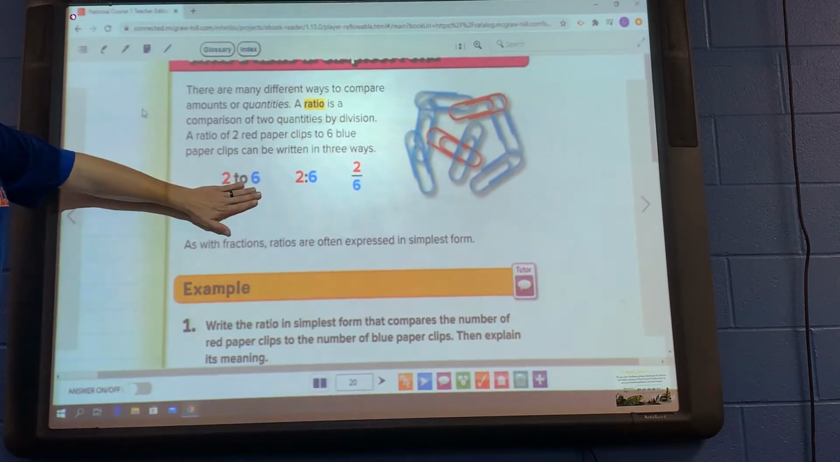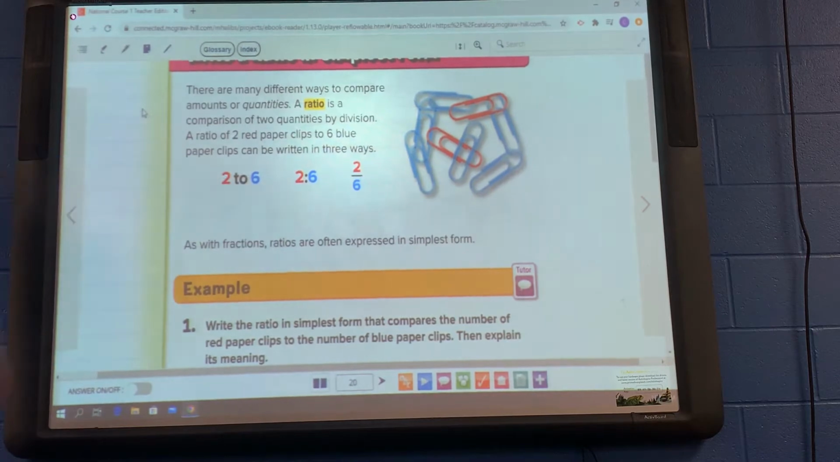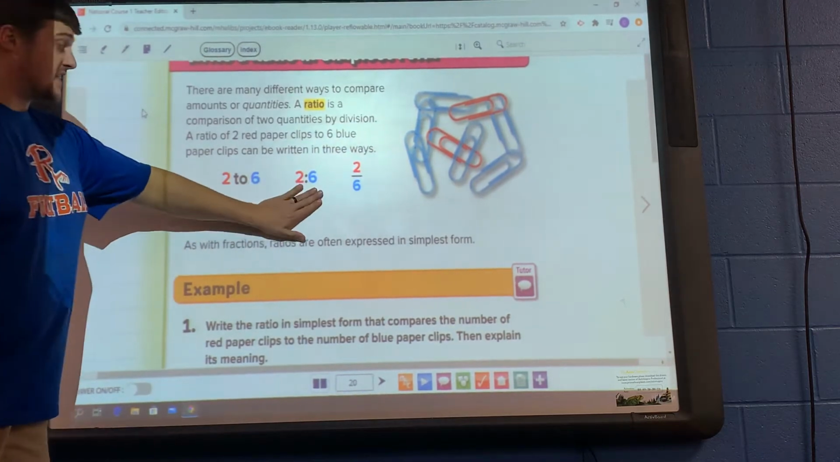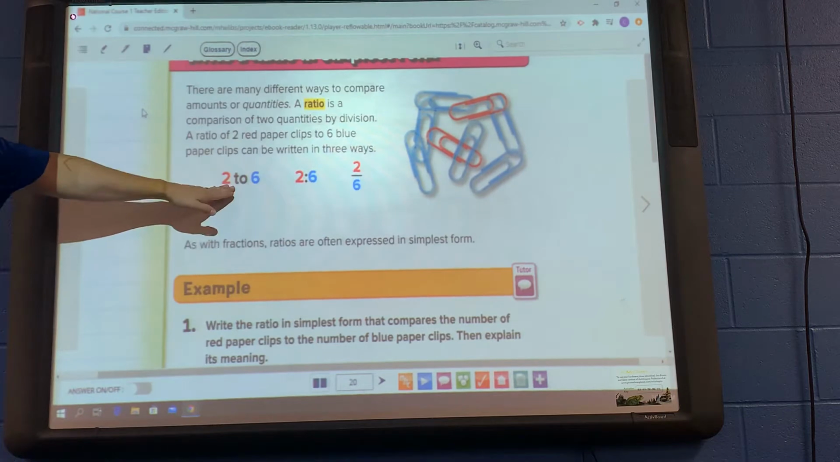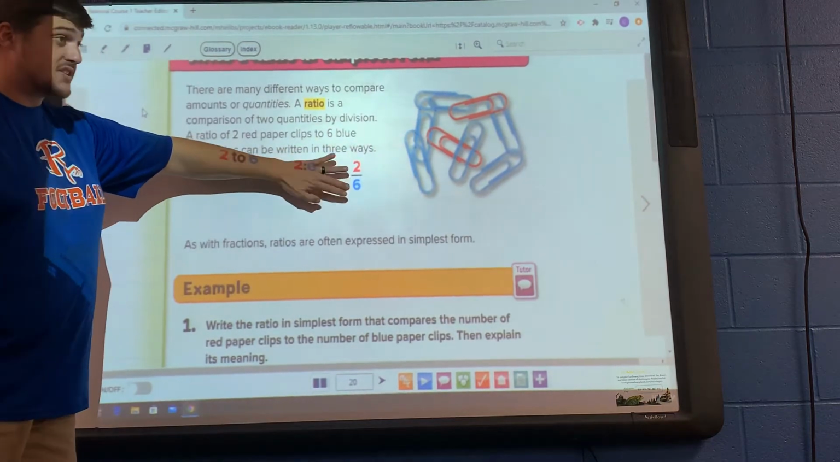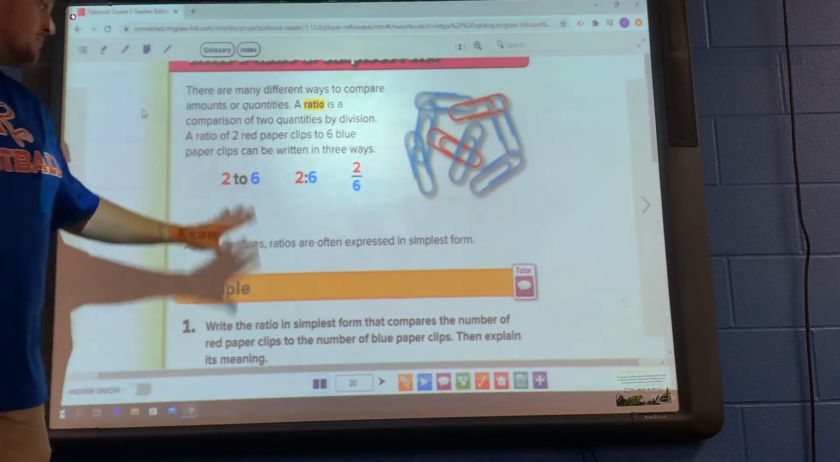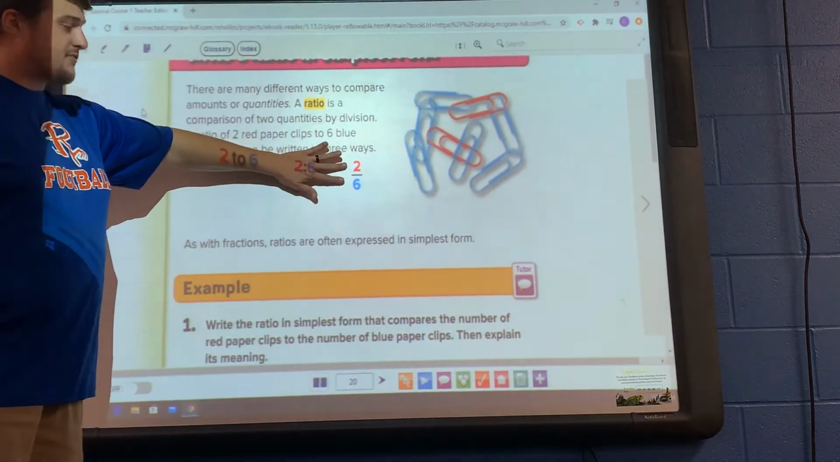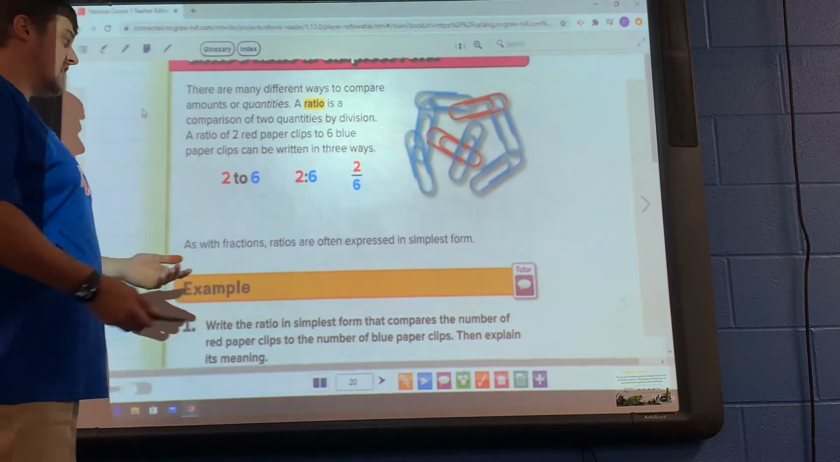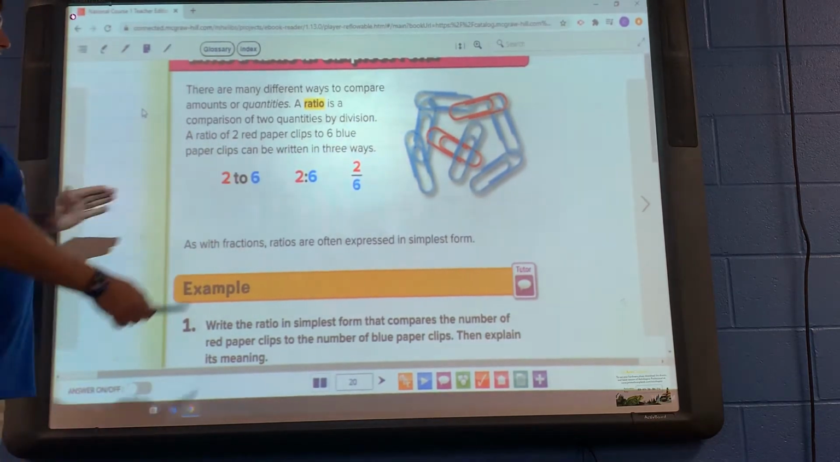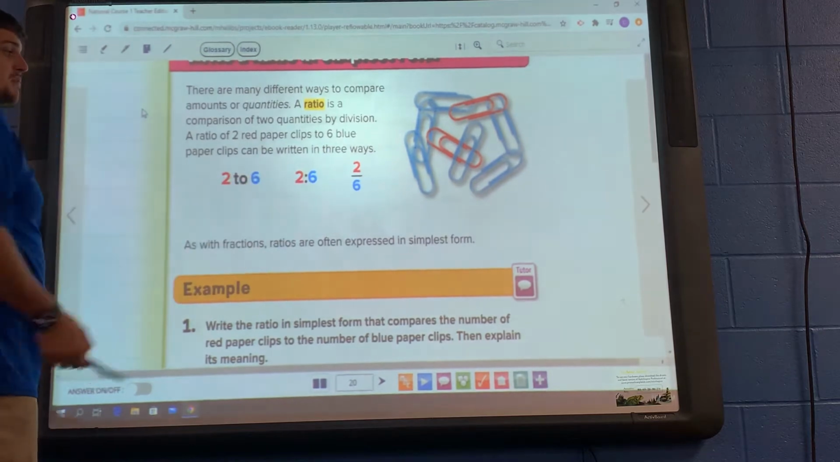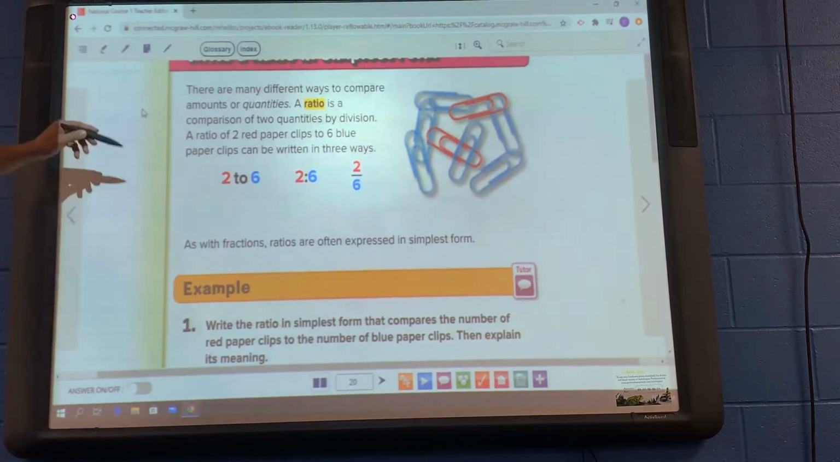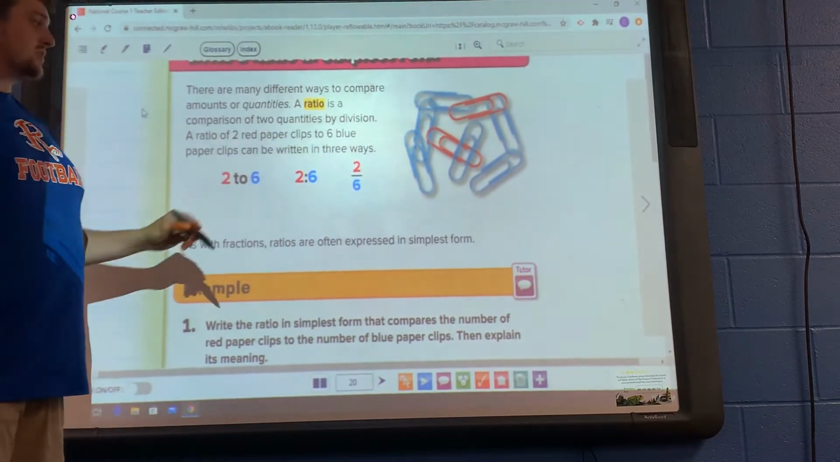You could write it like this: 2 to 6. Or this, which is read as 2 to 6. Same thing. And this is read as 2 to 6. They're all read the same way, but there are 3 different ways to write them. It does not matter which way you use. Most of the time you're going to see the fraction way because we deal with fractions a lot. They'll use all 3 methods in the book, but you will see mainly the fraction one.